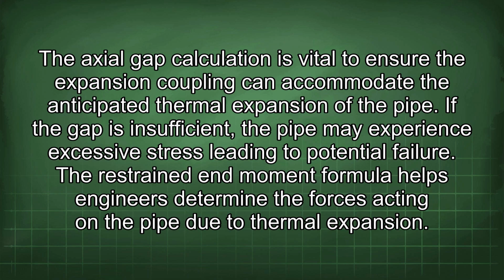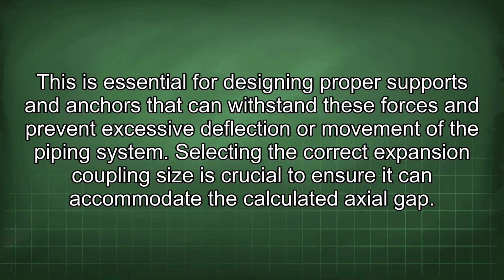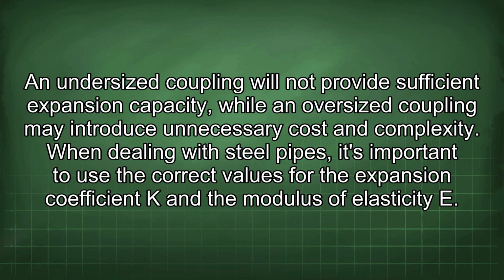The restrained end moment formula helps engineers determine the forces acting on the pipe due to thermal expansion. This is essential for designing proper supports and anchors that can withstand these forces and prevent excessive deflection or movement of the piping system. Selecting the correct expansion coupling size is crucial to ensure it can accommodate the calculated axial gap. An undersized coupling will not provide sufficient expansion capacity, while an oversized coupling may introduce unnecessary cost and complexity.